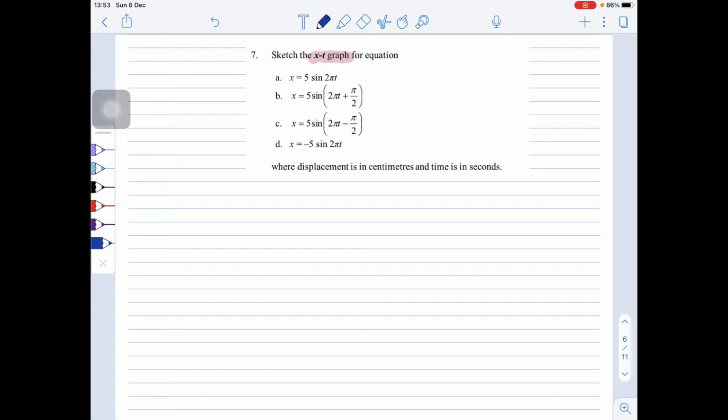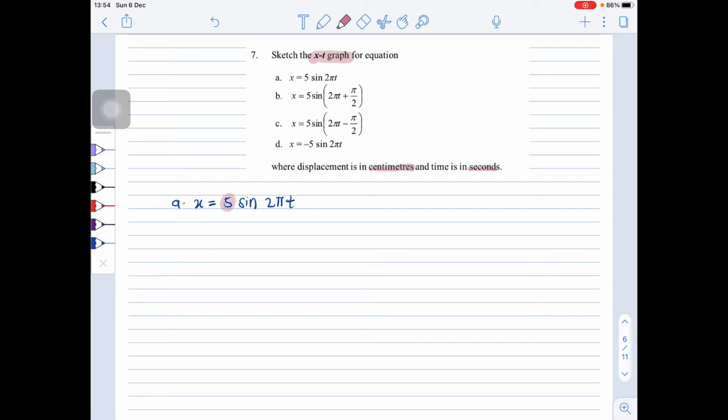The first one is x is equal to 5 sine 2 pi t. Okay, and it says here, displacement is in centimeter and time is in second. Okay, so before we sketch a graph, let's see what information that we can get from this equation.